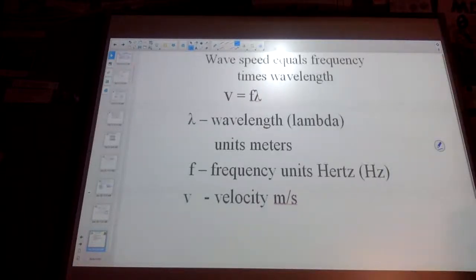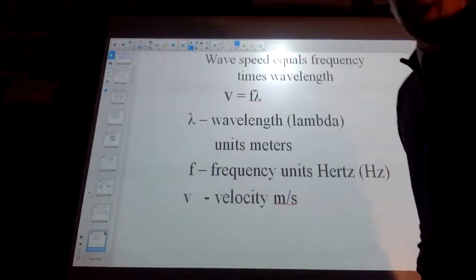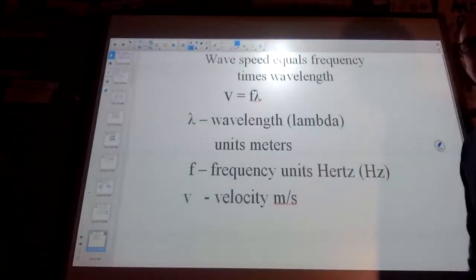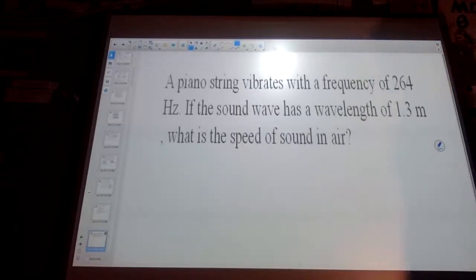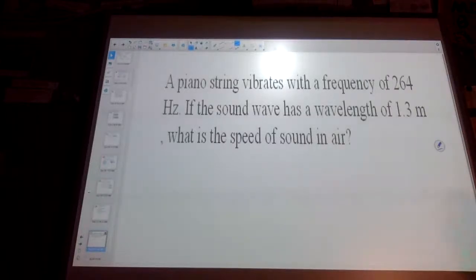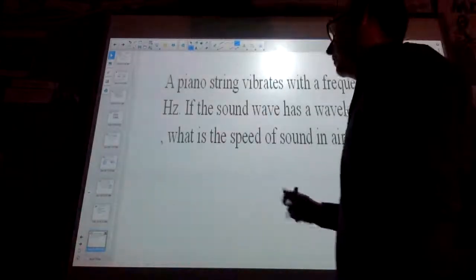All right, so looking at our wave speed equals frequency times wavelength, we can do a couple of simple calculations with this. This will be easier for you to look at the notes I passed out. It'll be hard to see the printing on this because it's a copy of a PDF. But a piano string vibrates with a frequency of 264 hertz. If the sound wave has a wavelength of 1.3 meters, what is the speed of sound in air?